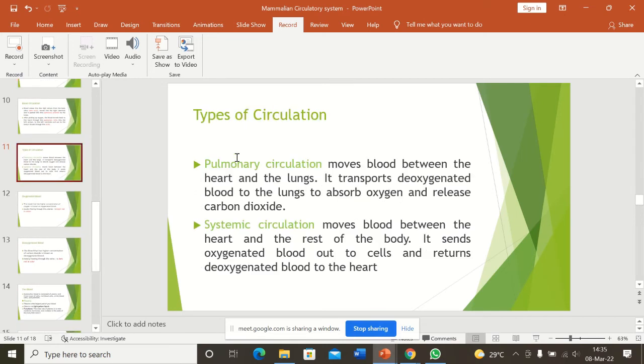We have two types of circulation. We have the pulmonary circulation, and this moves blood between the heart and the lungs. That means they transport the oxygenated blood. And we also have systemic circulation, which moves blood between the heart and the rest of the body. This blood is merely oxygenated.